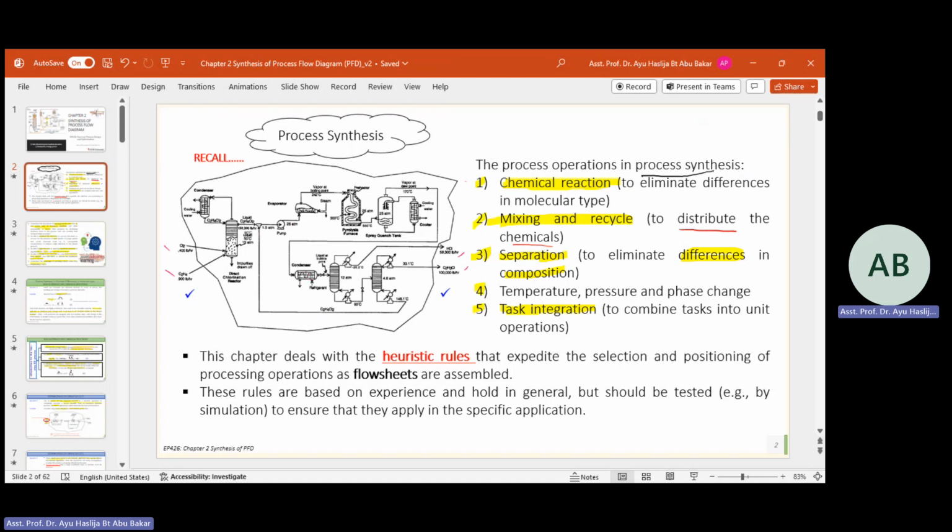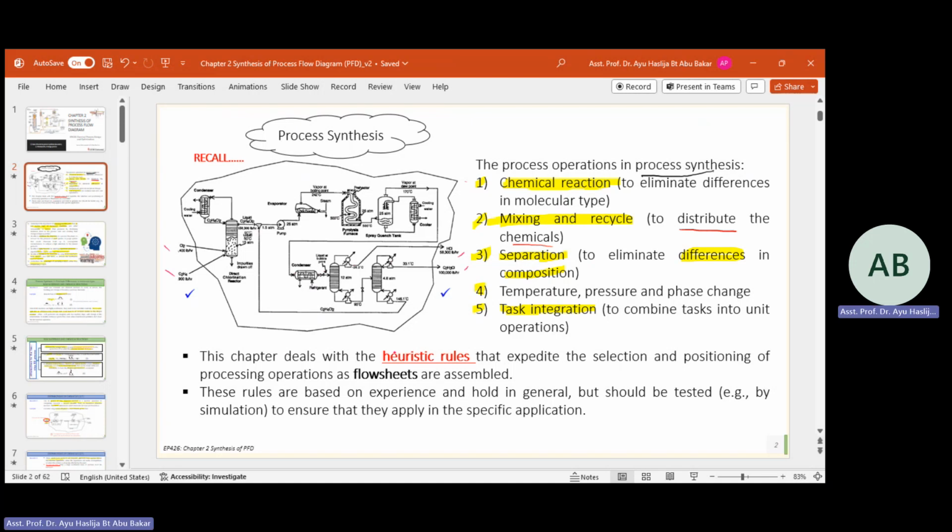So is there any specific unit operation for you to use to perhaps change the phase, increase the temperature, reduce the pressure? Then after those 4 steps are complete and finalized, only then you do the task integration. Combine everything into one flow diagram, into units of operation, combining all those unit operations.